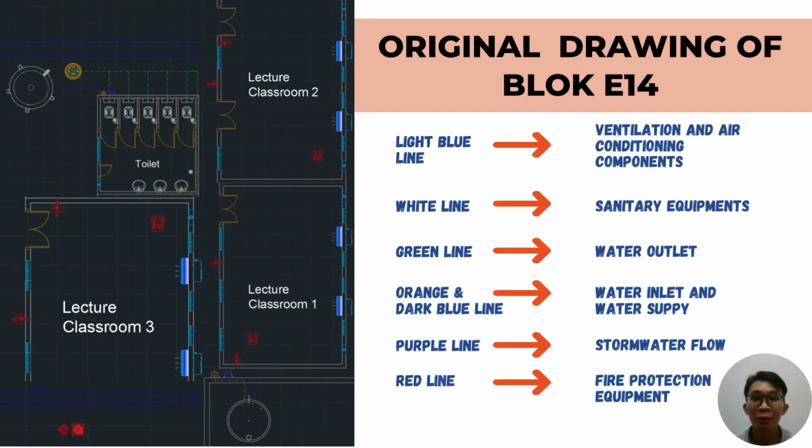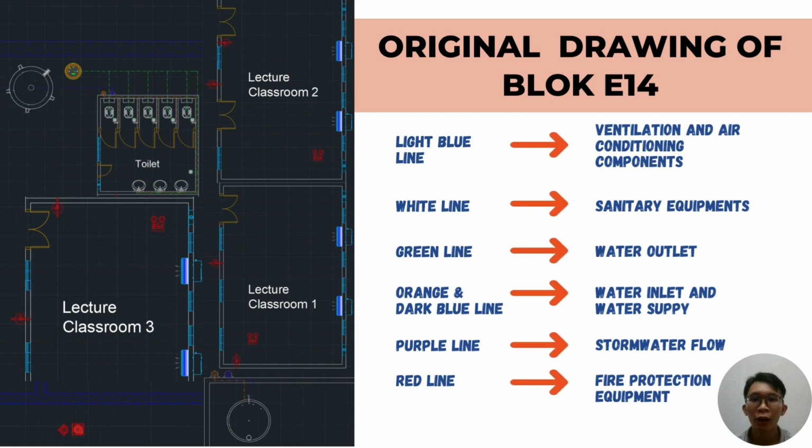Now I will present the drawings of the mechanical system at Block E14. In these drawings, the mechanical systems around Block E14 have been identified, including the ventilation and air conditioning systems, plumbing systems, and fire protection systems. There are 4 interior zones in this building, which are toilet, lecture classroom 1, lecture classroom 2, and lecture classroom 3. Based on these drawings, the components of ventilation and air conditioning are demonstrated clearly.